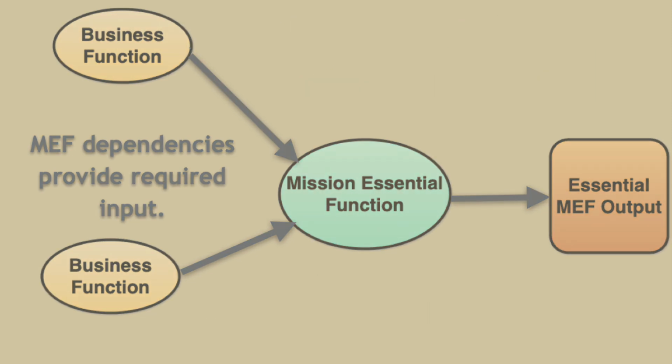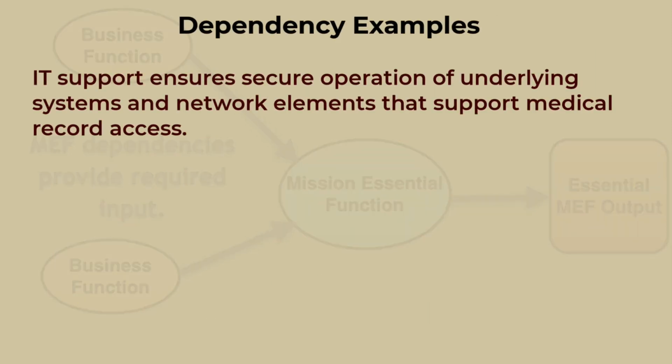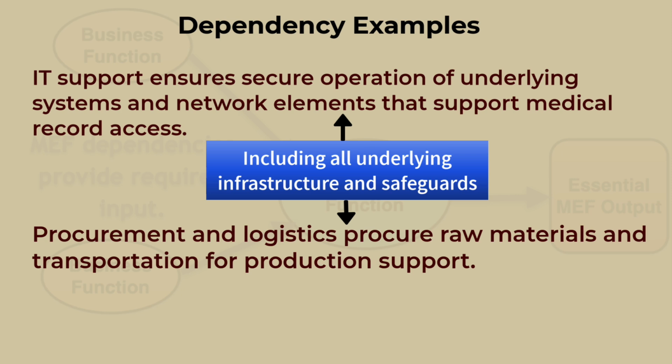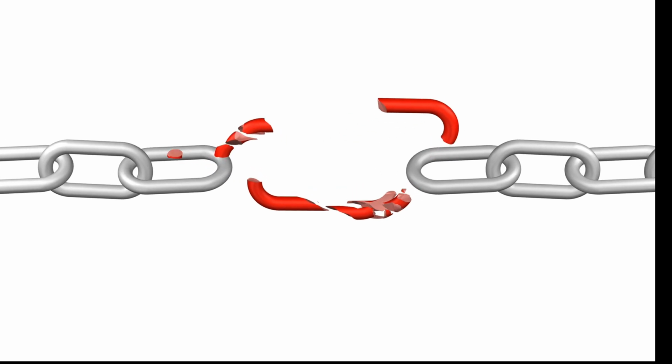Examples of MEF dependencies include: IT support ensures that systems and networks remain functional and secure, allowing a hospital's electronic health record system, an MEF, to remain accessible around the clock. A manufacturing company relies on procurement and logistics, enabling functions to secure the raw materials and transportation needed to keep its production line, an MEF, running. While disruptions to supporting functions might not immediately halt the organization's core mission, they can significantly degrade the effectiveness or reliability of the MEFs over time, underscoring their importance in maintaining overall operational continuity.